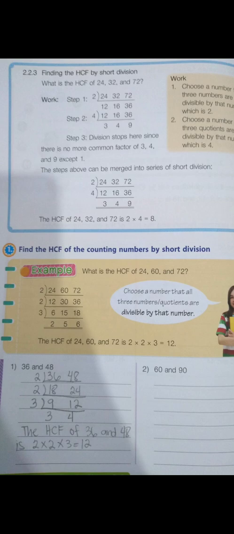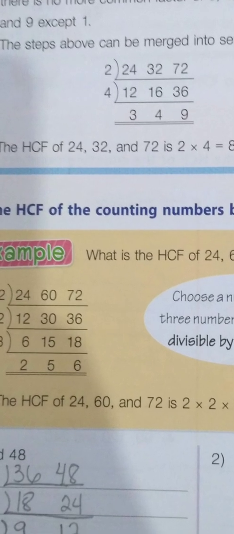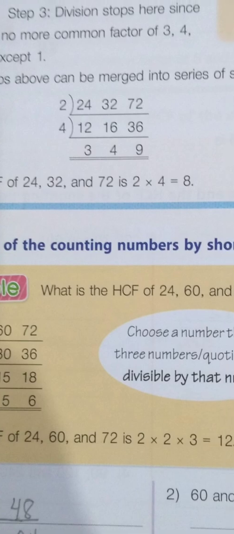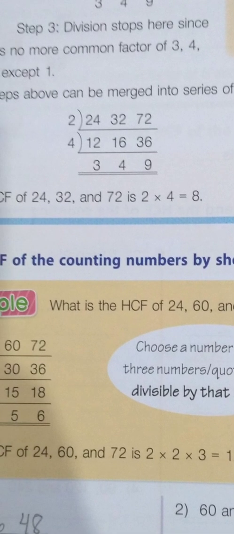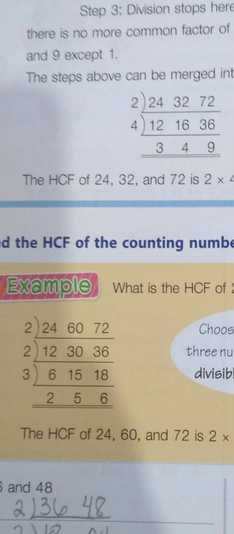And then here, please answer in your book. Find the HCF of the counting numbers by short division. Example: what is the HCF of 24, 60, and 72? So 24, 60, and 72 are divisible by 2.